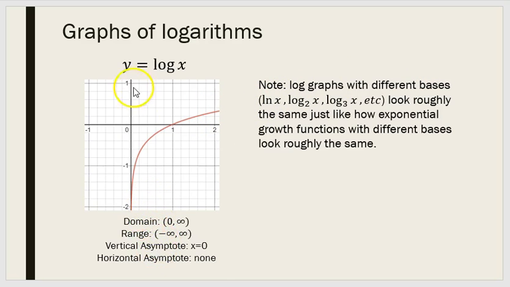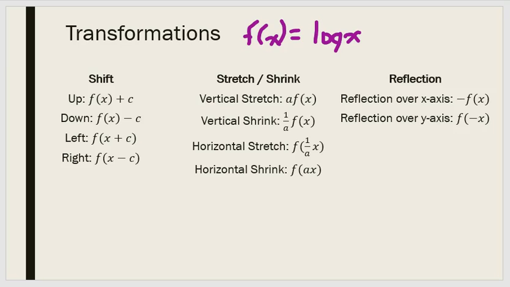There is a vertical asymptote at x equals 0. That's what's preventing the graph from hitting 0 or going to the left-hand side of it. So you can't take log of a negative number, for example. And there is no horizontal asymptote. That's why this graph goes up and down forever. Our normal graphing transformation rules can again be applied to any of the logs, whether it's log base 10, log base 2, even natural log of x. So I'll show a couple quick examples of these specific applications.